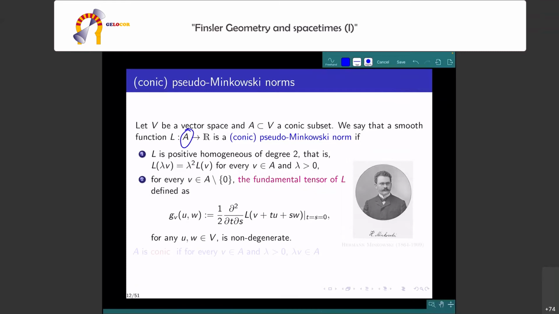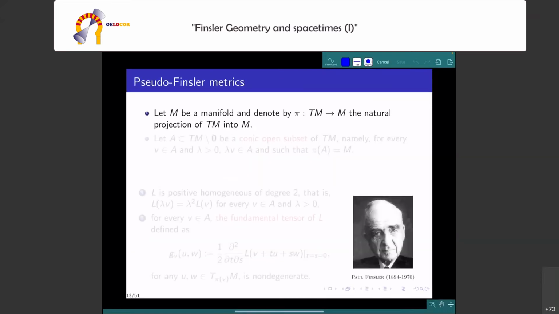Here the function is smooth only away from zero. Okay, this is the important thing, and this subset is conic. Let's say this is the same. I'm saying that if V belongs to A, then for every lambda positive, lambda V also belongs to A. Okay, it's very intuitive. So now we are ready to go to manifolds.